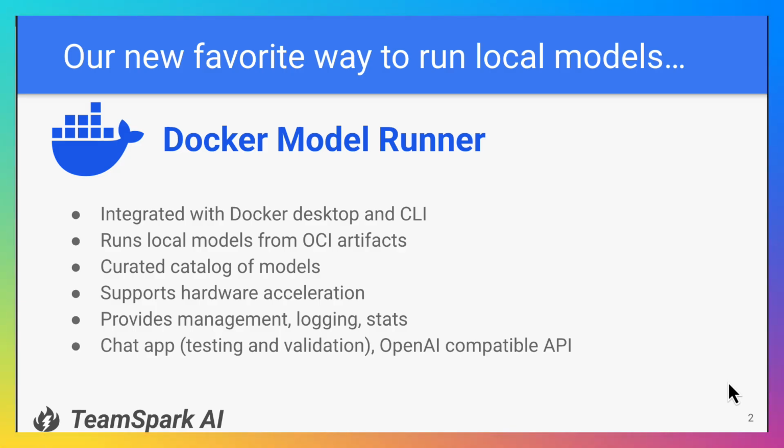It's a way to run models locally. It's a very Docker-like way of doing it, which I appreciate. It's integrated with Docker Desktop and CLI, which I'll demo. It runs the local models from OCI artifacts. So essentially, it takes a model file, wraps it in a container with some sort of API wrapper and some other goodness to help that model run. And it basically presents containers that have an OpenAI interface to them.